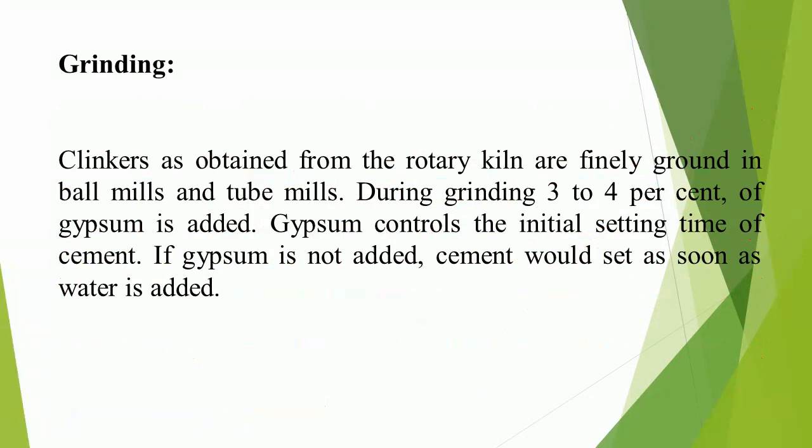Grinding. Clinkers as obtained from the rotary kiln are finely ground in ball mills and tube mills. During grinding, 3 to 4% of gypsum is added. Gypsum controls the initial setting time of cement. If gypsum is not added, cement would set as soon as water is added.